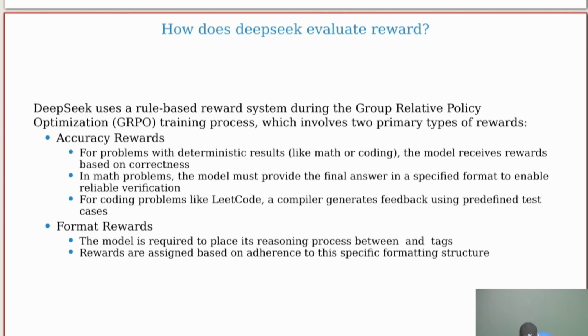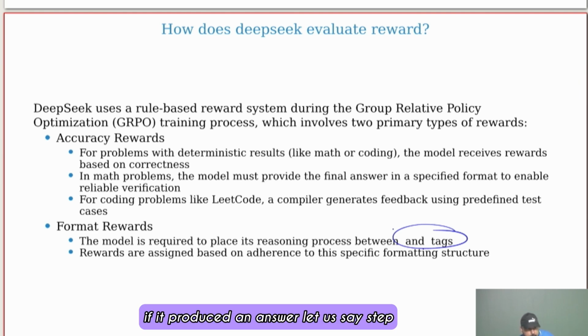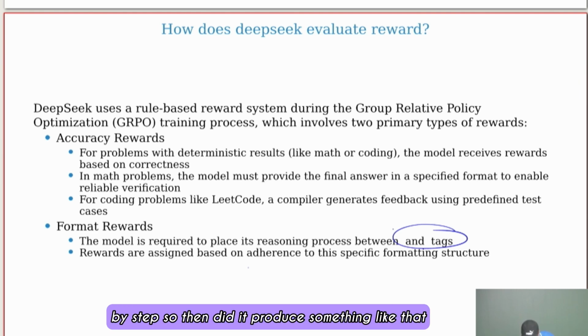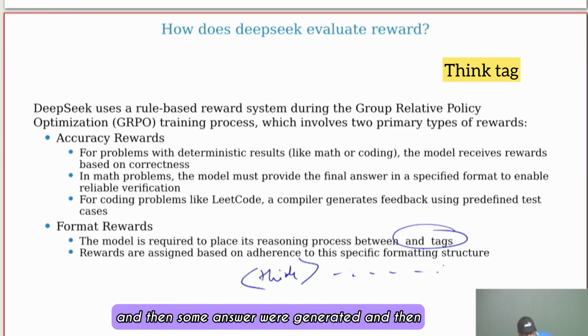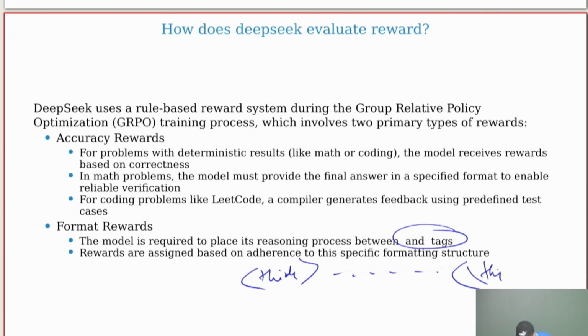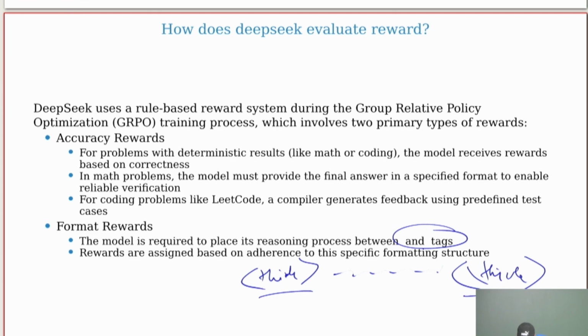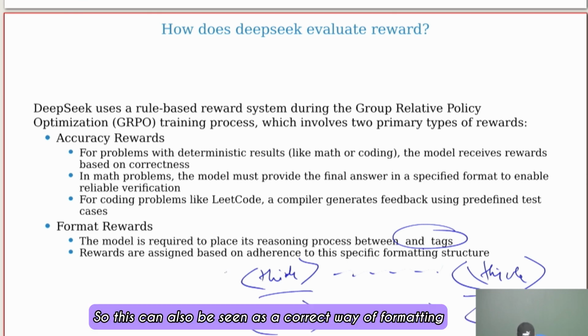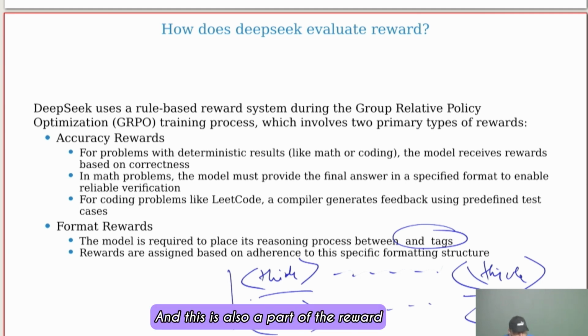As I said, the format, let us say, is this within some tags? So let us say a thinking tag. If it produced an answer step by step, did it produce something like: think, and then some answer was generated, and then some way to close it, and then we may have another thinking step, and then we close that thinking step. So this can also be seen as a correct way of formatting, where it tells me these are the ways I thought, these are my thoughts, and then after that, these are my thoughts. So this is the format that we might be looking for, and this is also part of the reward.